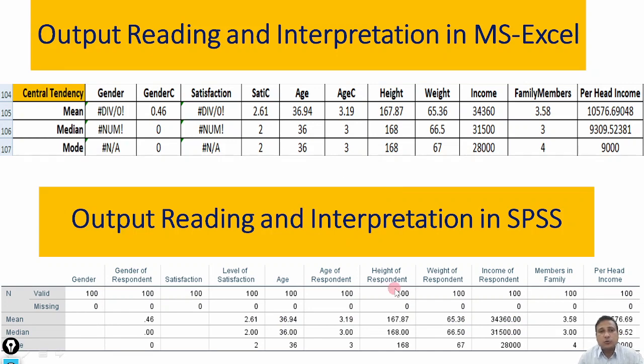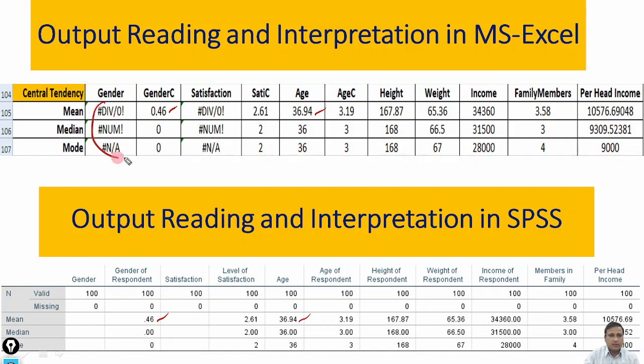Now here is the SPSS output and MS Excel output. As already mentioned, as per your comfortability, you can use MS Excel or SPSS. They both give you the same result. All these numbers are matching. 0.46 is here, 0.46 is here, 36.94 is here, it is here. So only the process is different. The design may differ, but all these results are the same.